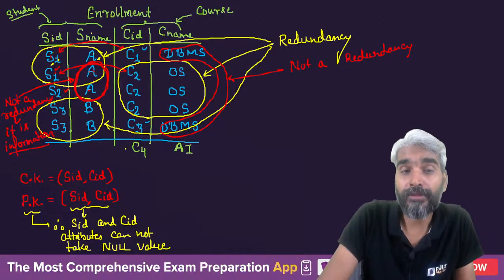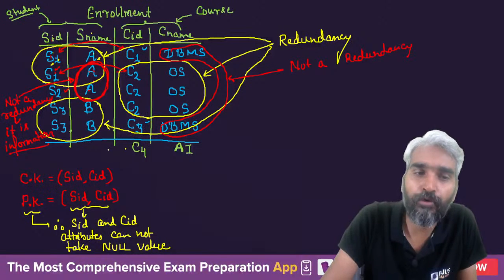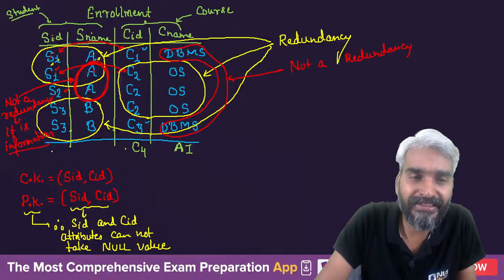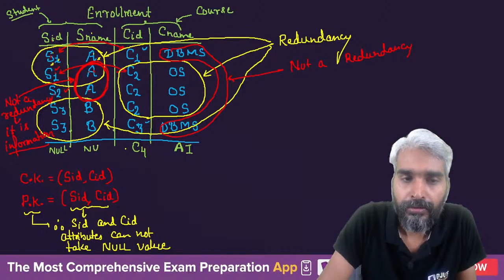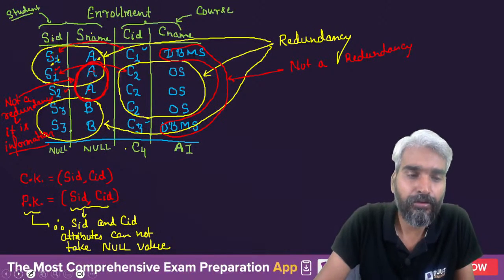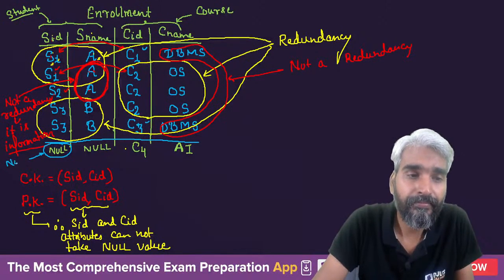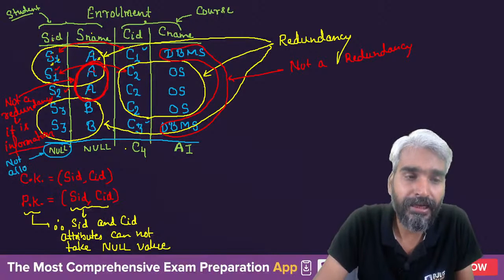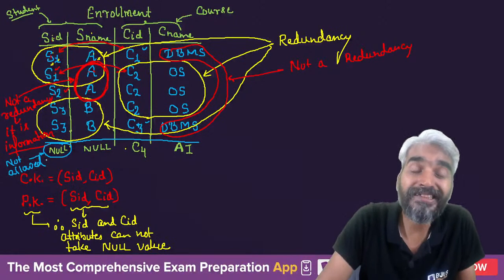C4? So the idea is, if no one has registered for the course C4, then in these two places you will have to write the null value. But what do we know? That, sir, this null value is not allowed because it is a primary key. Yes or no? So, what is insertion anomaly?